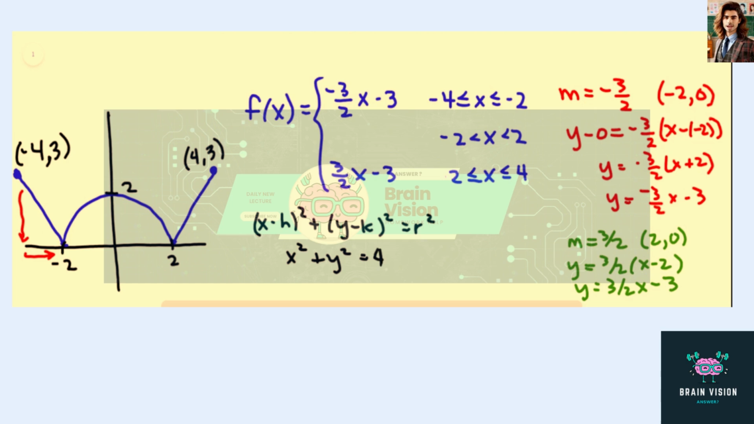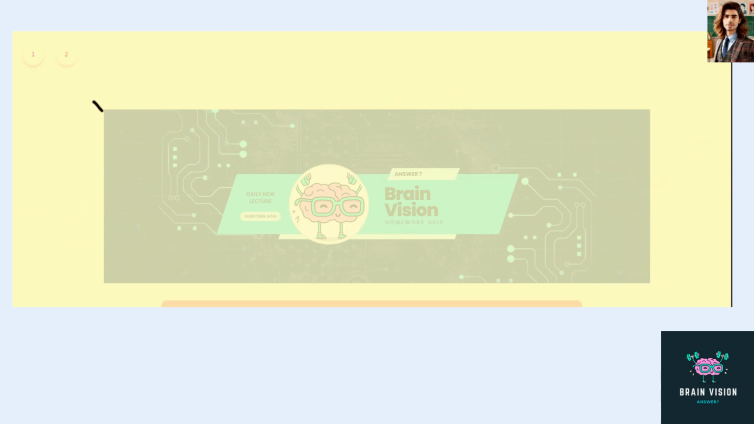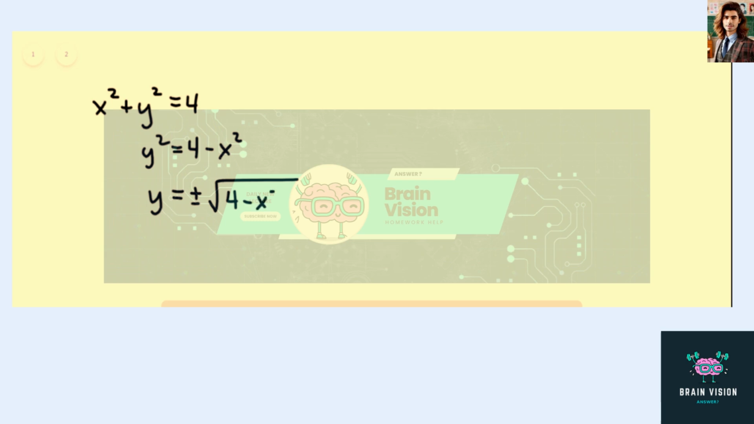What we want to do with this is solve it for y and just take the top half of the circle. So x squared plus y squared equals 4. We isolate y in that equation, subtract x squared from both sides, and square root. When we square root, we have plus or minus the square root of 4 minus x squared. Now, the plus part, that's the top half of the circle. And the minus part, that's the bottom half of the circle.